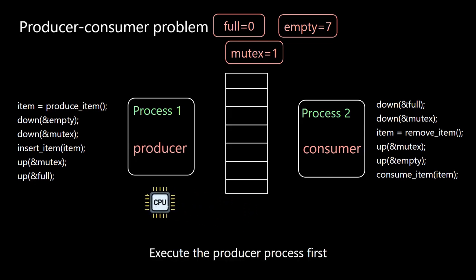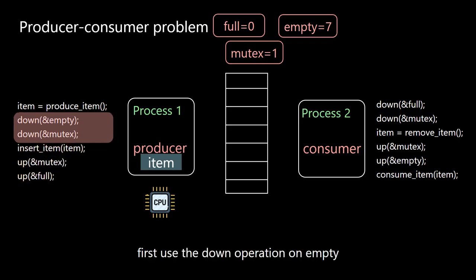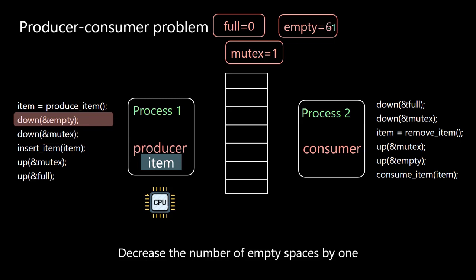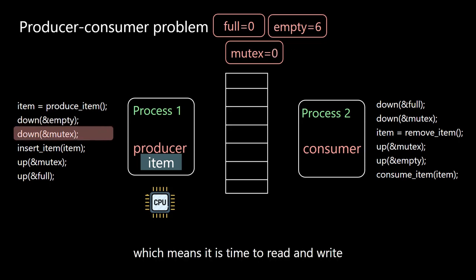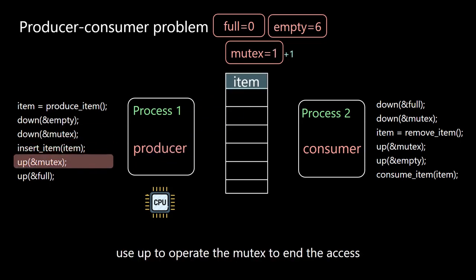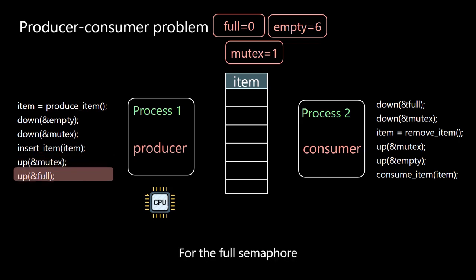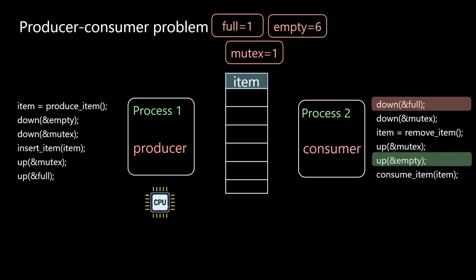Suppose now there is only one CPU running in turn. Execute the producer process first. The producer produces the data item first, and then needs to insert the item. Before inserting, first use a down operation on empty, decreasing the number of empty slots by 1. Next, mutex uses the down operation, which means it's time to read and write the buffer. After inserting, use the up operation on mutex to end the access to the buffer. For the full semaphore, the up operation adds 1. The consumer code just changes the order of full and empty.